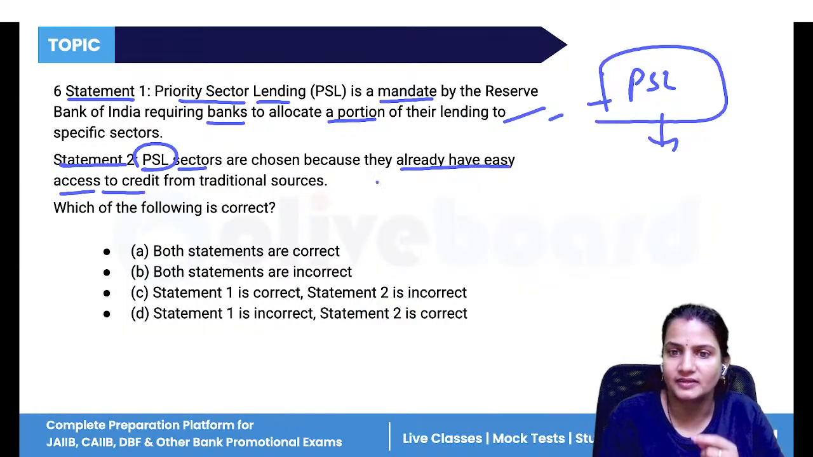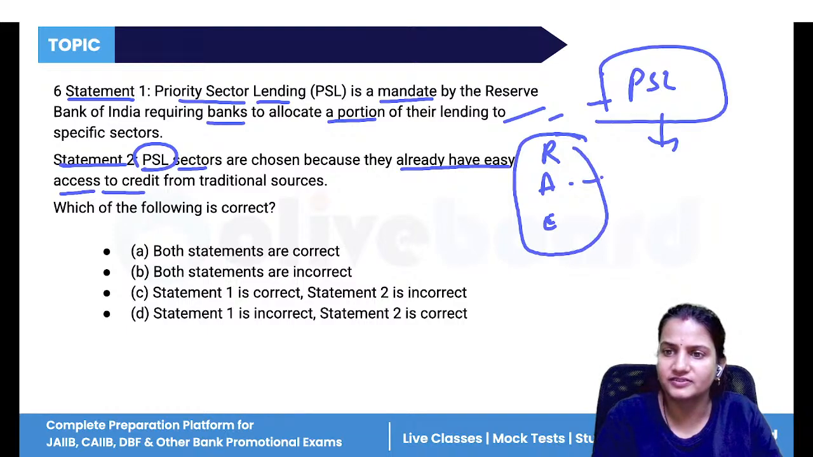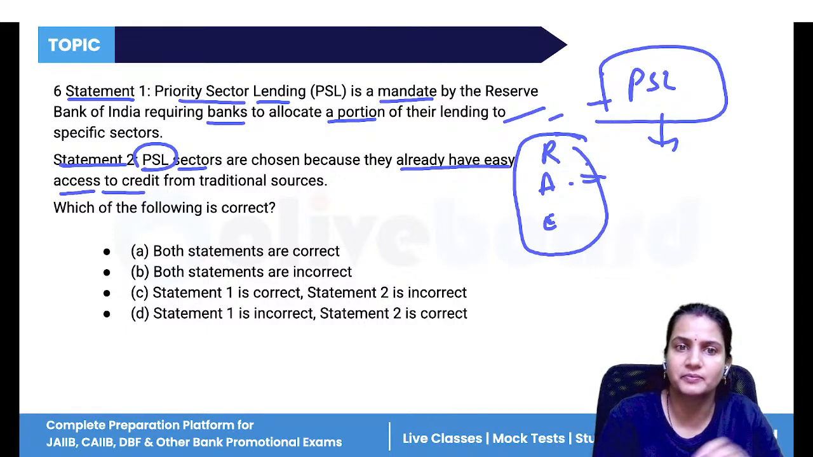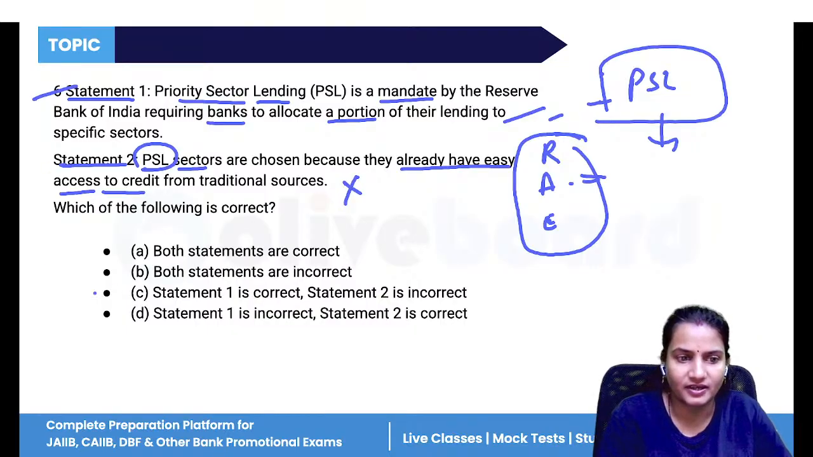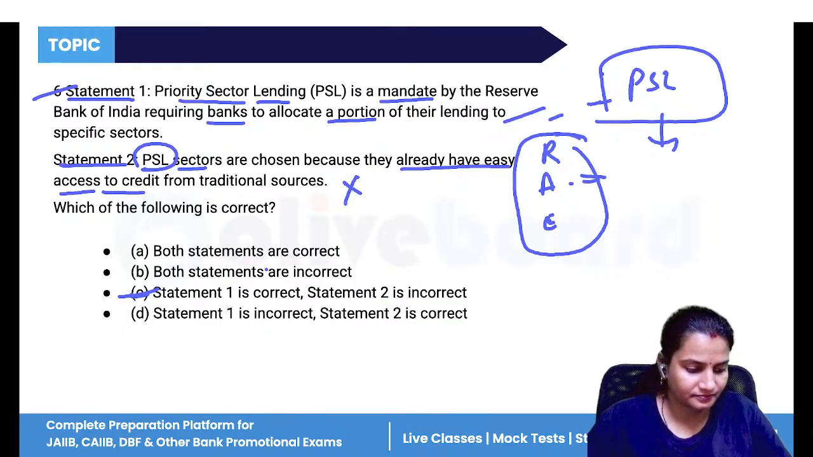Just think, they are not getting access to credit or loans like rural areas, agriculture areas, and the education department. That is why RBI has said that these sectors will be kept under PSL. So, this statement is wrong. So, statement 1 is correct and 2 is incorrect. So option C is the correct answer.